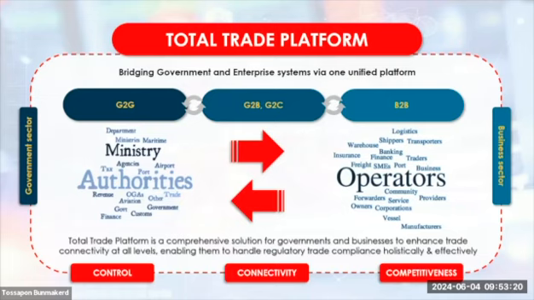And then we have finally the competitiveness. The cost of compliance is a key aspect. It affects the businesses directly in terms of their profitability, as well as impacts the economy. So in summary, we're looking at a total trade platform that is a comprehensive solution for both the governments and the businesses to enhance trade connectivity in a more holistic and more efficient manner.